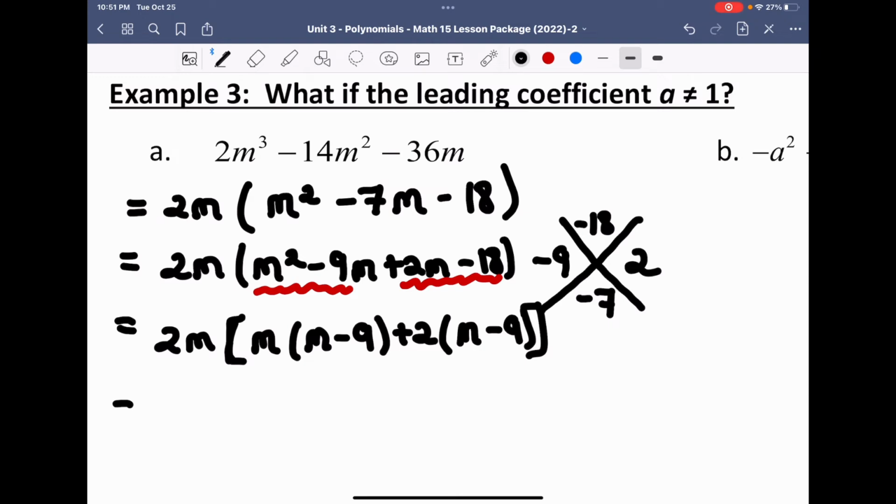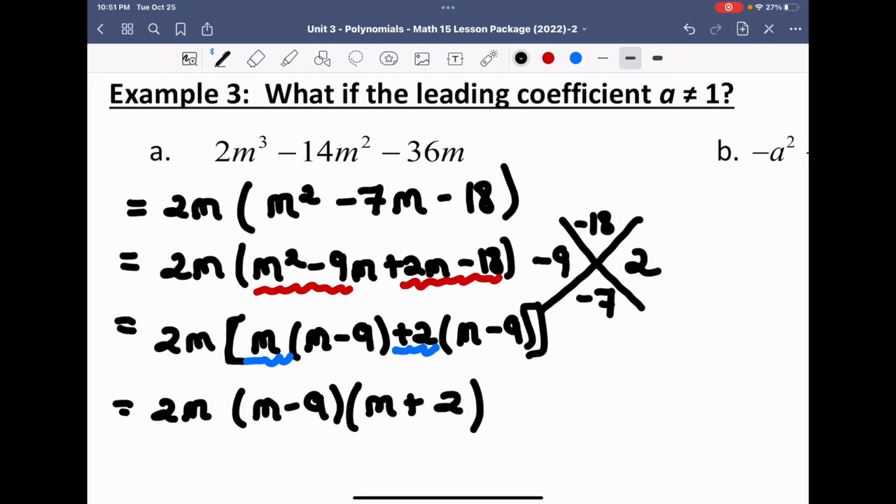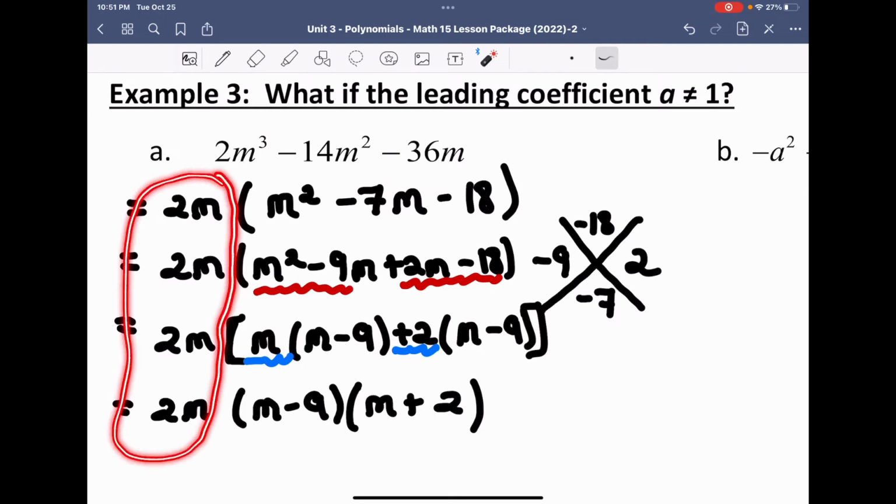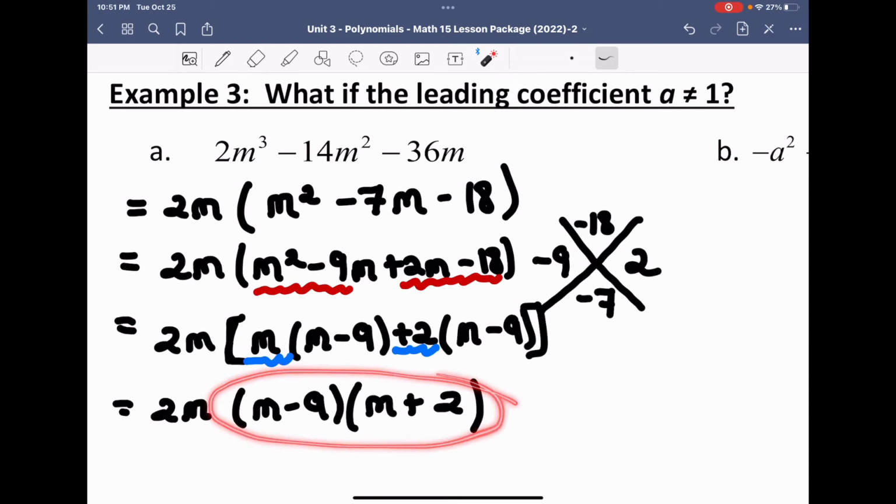Finally, I realize I have a common m minus 9, which I write out front. And then what am I left with? The two terms that were the coefficients of that shared term, m plus 2. There is my factored trinomial. So just realize if you can take out a GCF, it's going to remain out front the entire time. And what are you going to have? Another binomial times binomial.